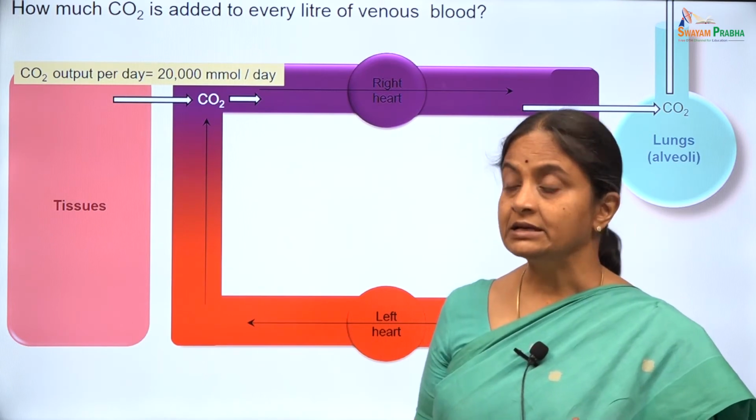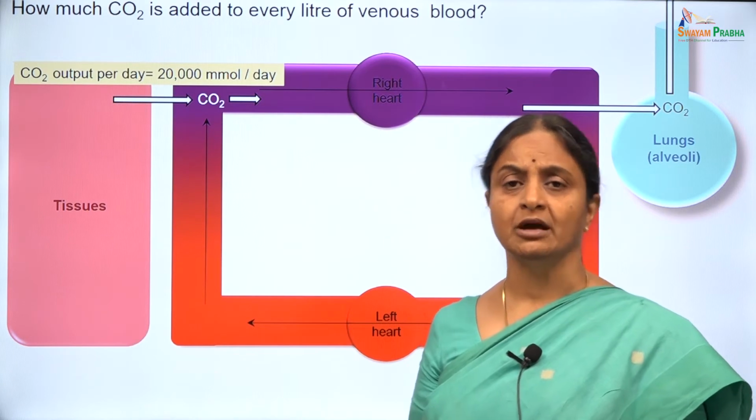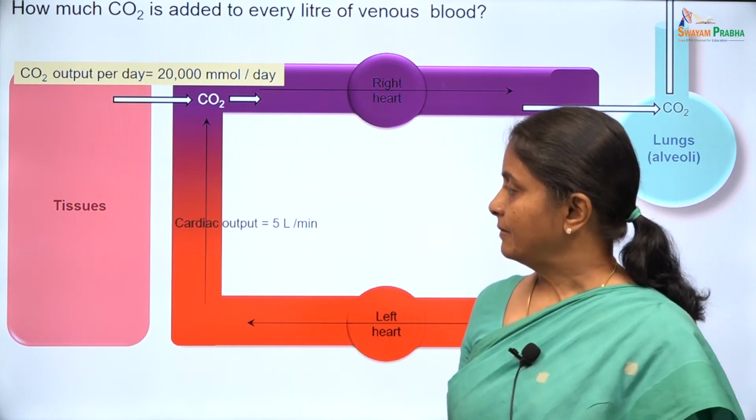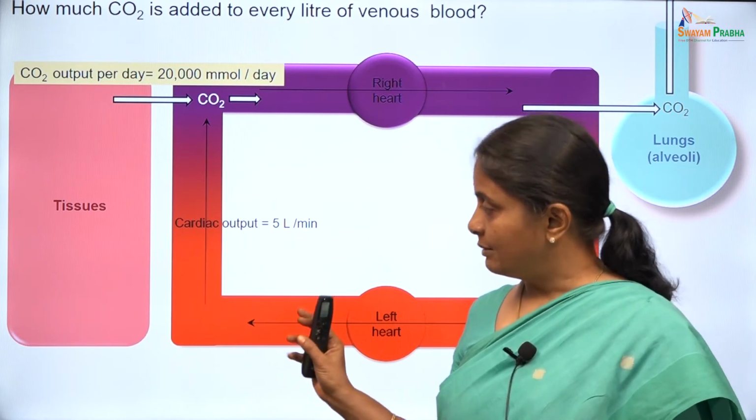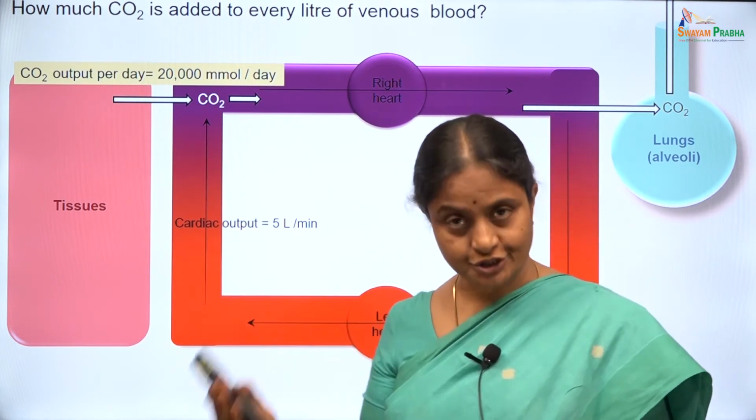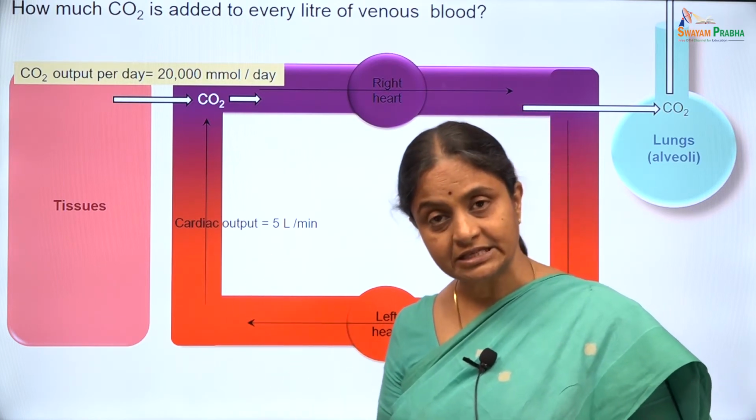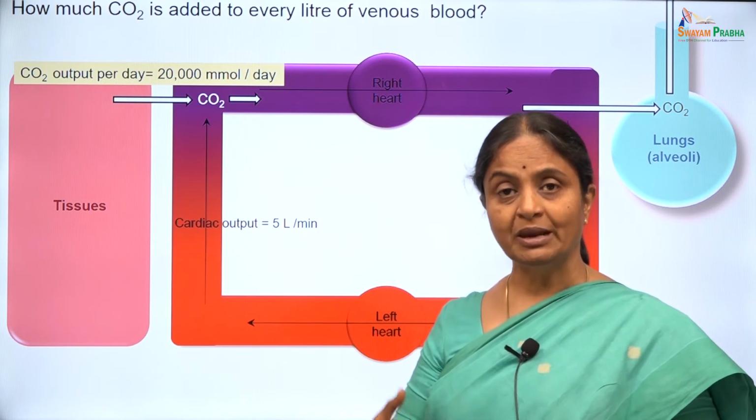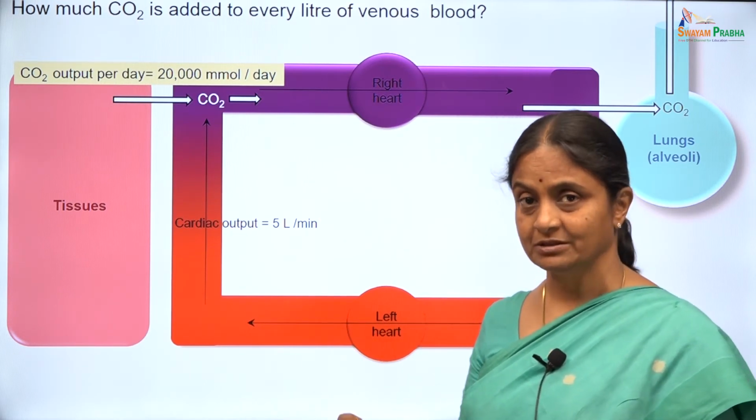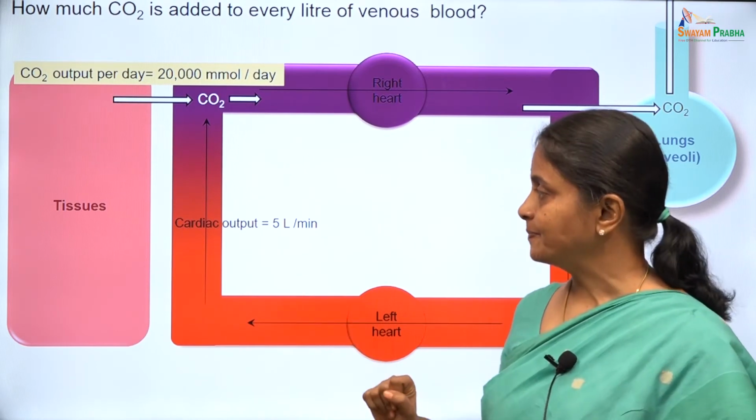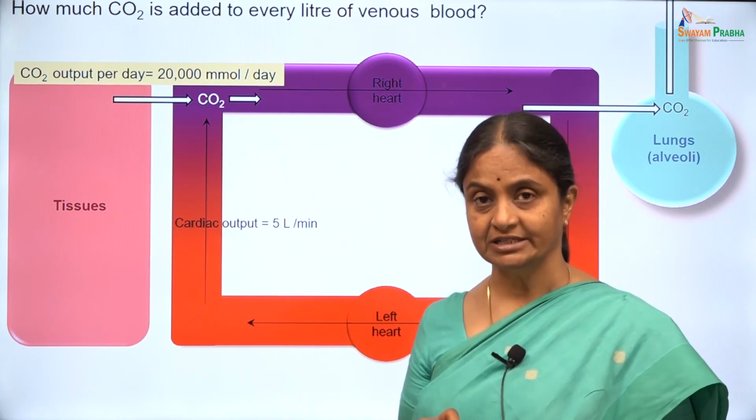We just saw that carbon dioxide output per day is about 20,000 millimoles or 21,000 millimoles. Cardiac output is 5 liters per minute. The amount of blood flowing through tissues, all tissues in the body, is 5 liters per minute. The blood volume per se is 5 liters, and all of the blood volume in one's body is circulated every minute. That's the cardiac output. Amount of blood pumped out by the heart per minute, that is 5 liters.